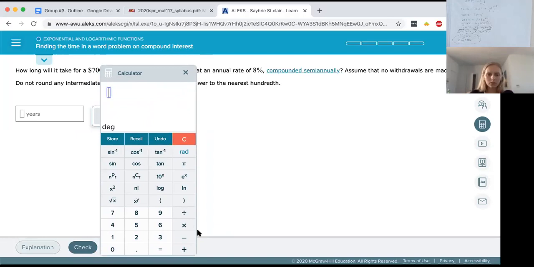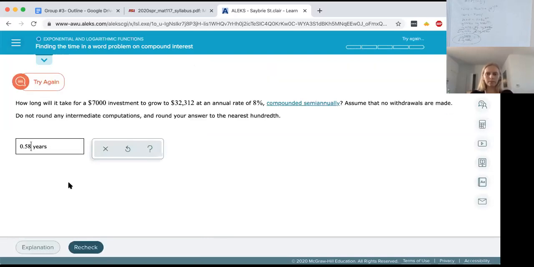So log 32312 divided by 2 log 7280. Yeah, there you go. That's it. 0.58. Cross your fingers. Okay, hold on. Let's just check the 7,000 part. 7,000 times 1 plus 0.08 divided by 2. 7280. 32312.